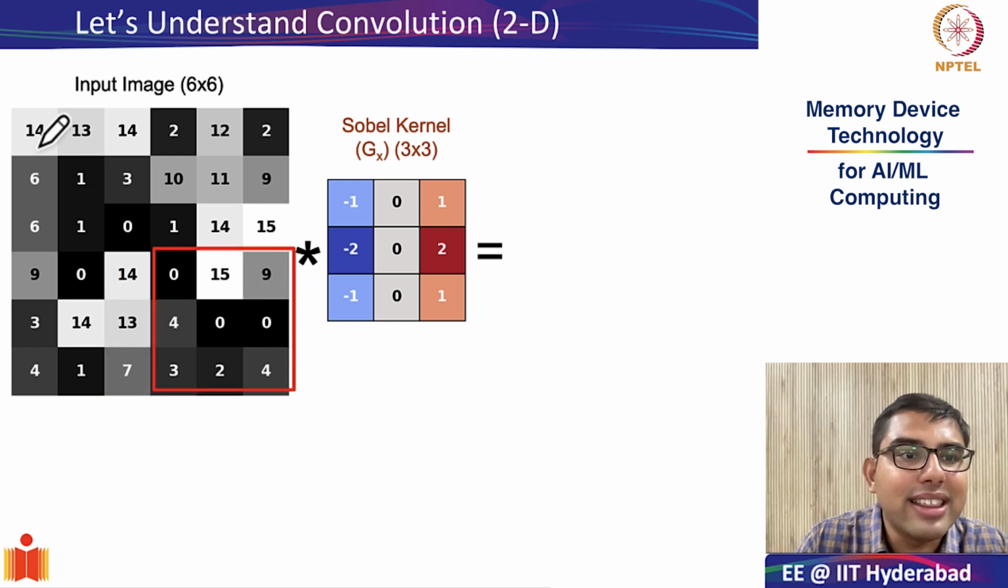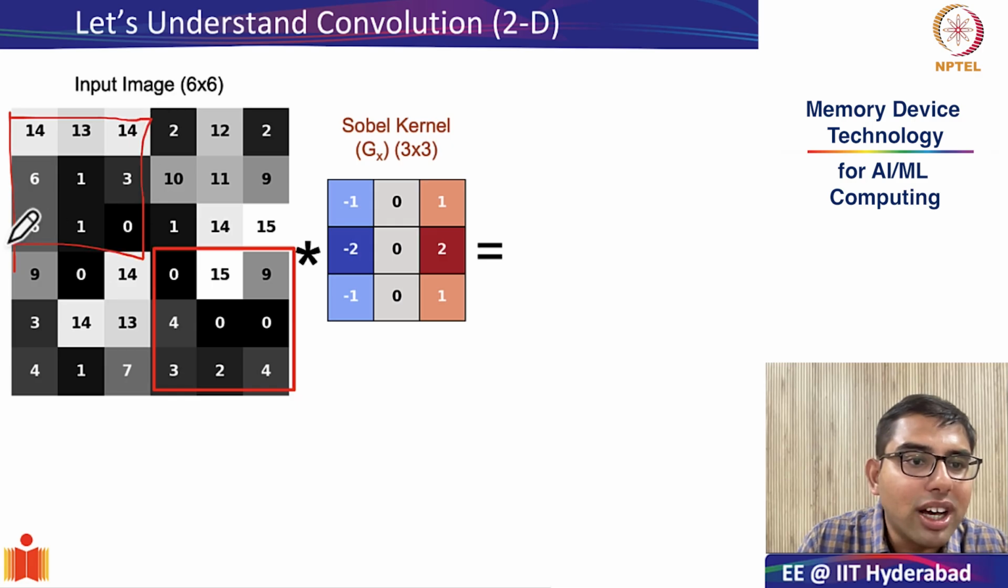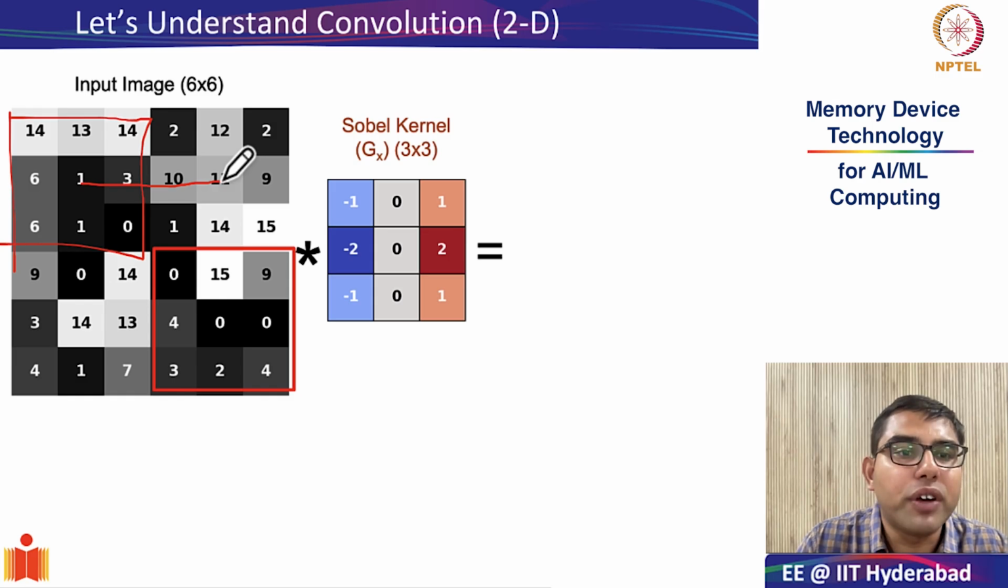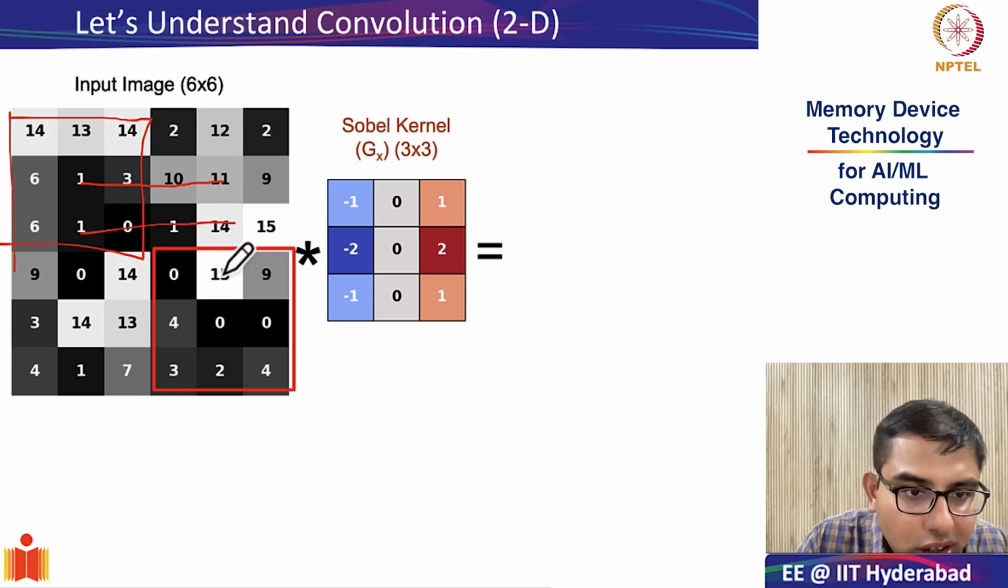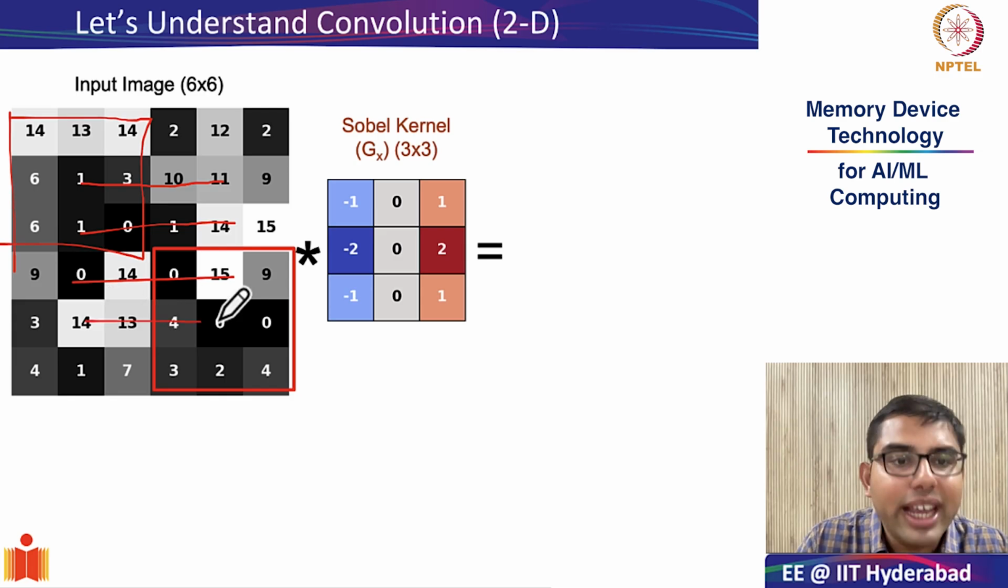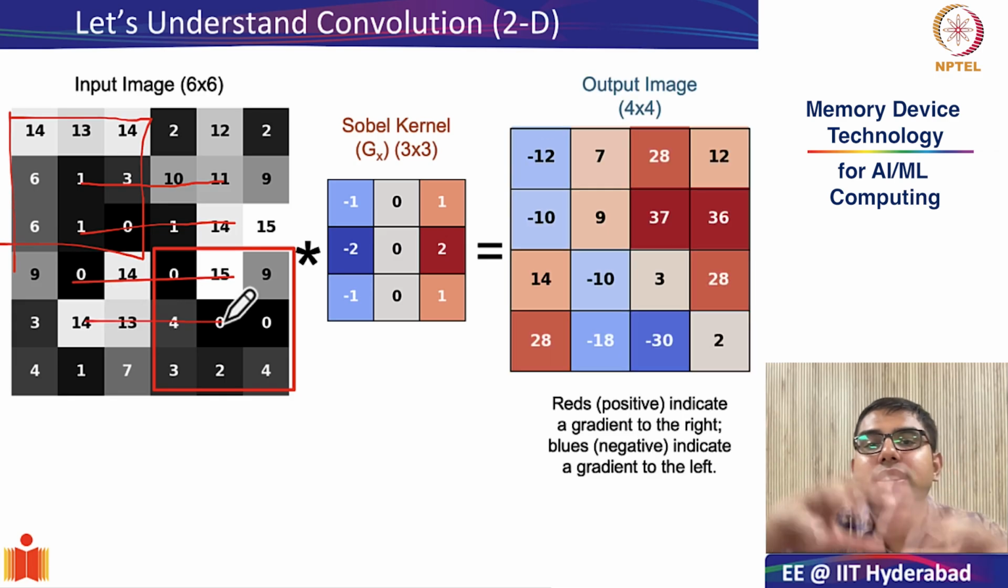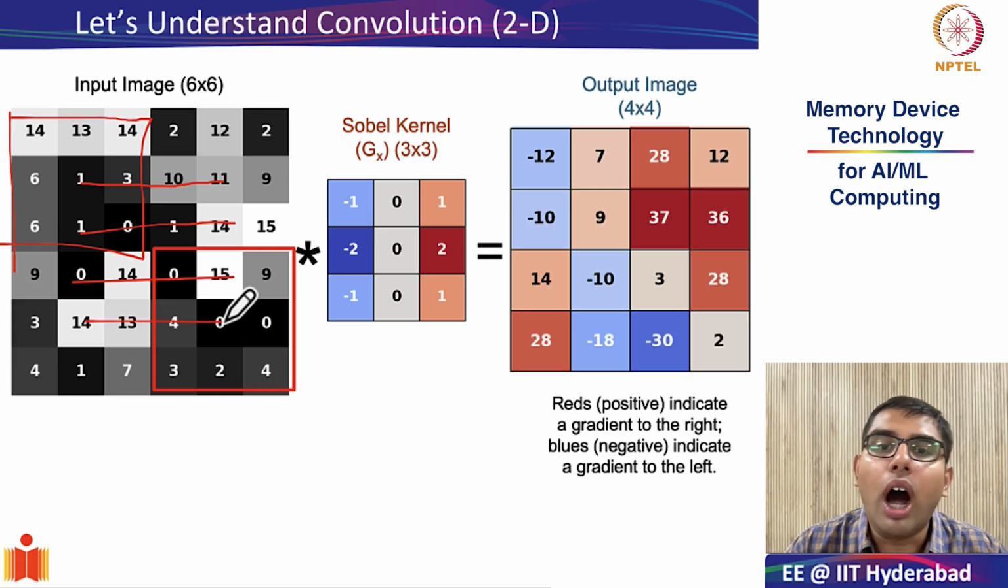As you saw in the animation, the first position was over here. Then first it slid through the different columns in the first row, then it went to the second row, then it went to the third row, and then finally it covered the fourth row. And this is how you generate an output image of 4 cross 4.